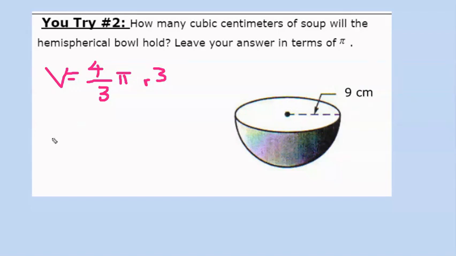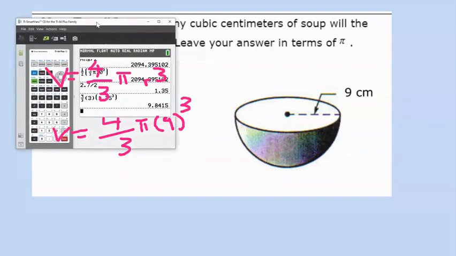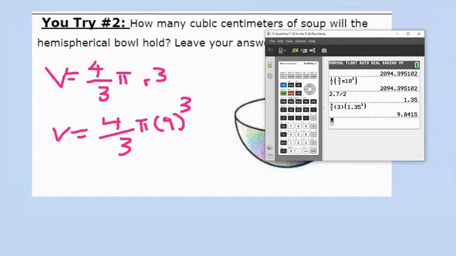I do mine a little bit different. I do V equals 4/3 pi. And instead of putting r, I'm going to put in 9 to the third power. And I type it in just like this. So I grab my calculator and do alpha x 4/3, parentheses 9, close the parentheses, to the third power. Oh, I forgot to put pi in. So I'm going to put it at the end. It's not going to make a difference, just as long as it's there.